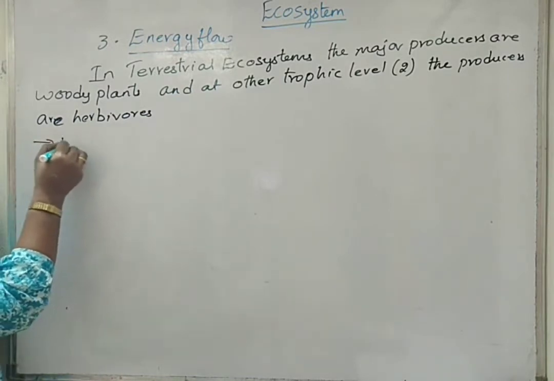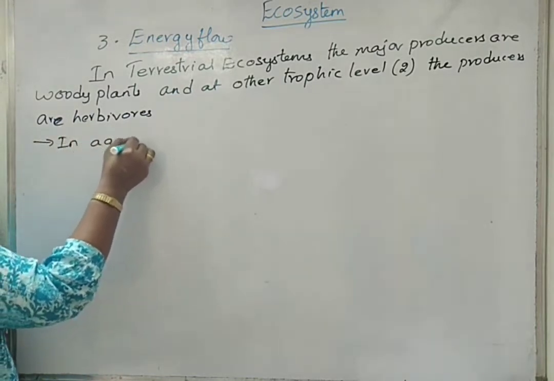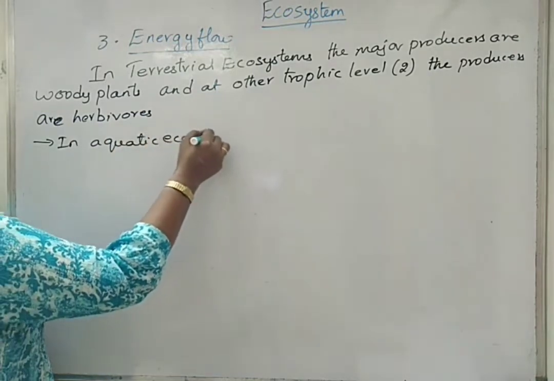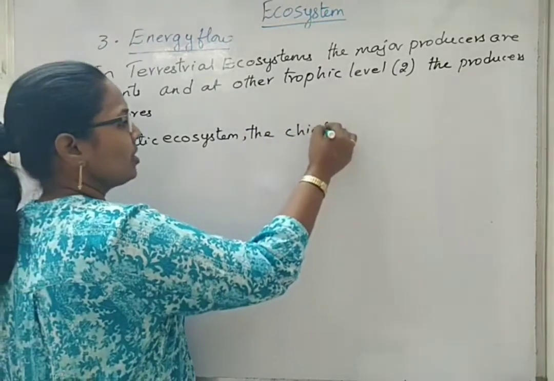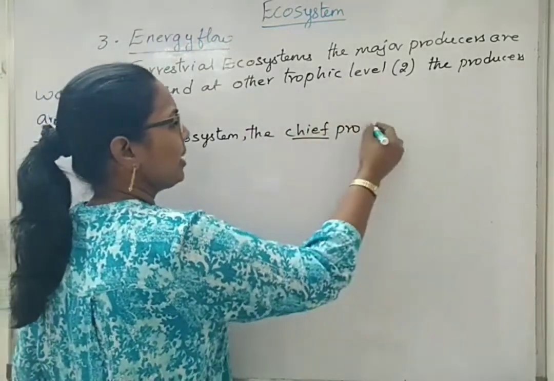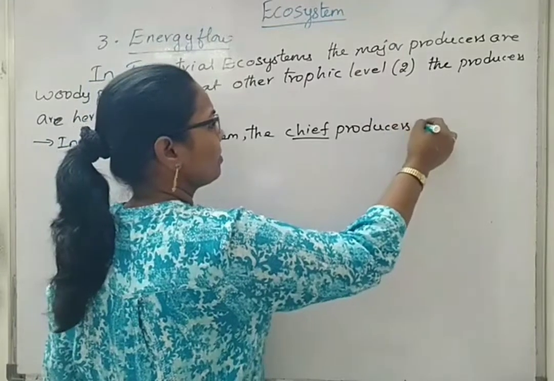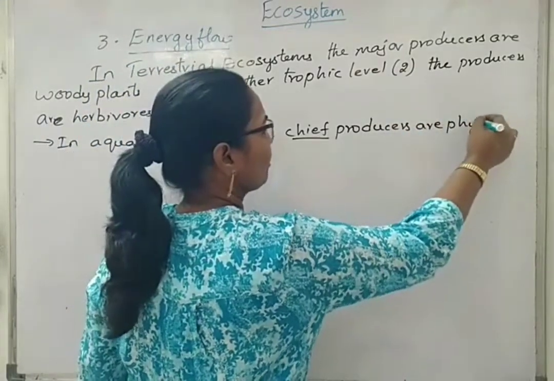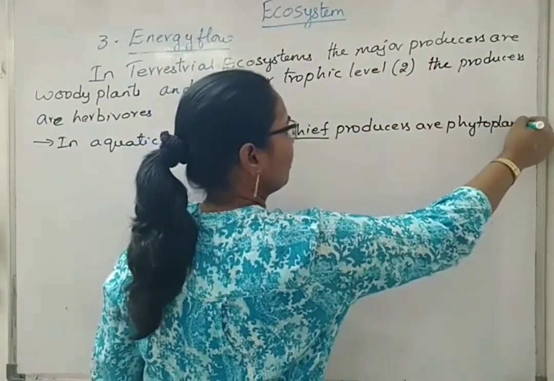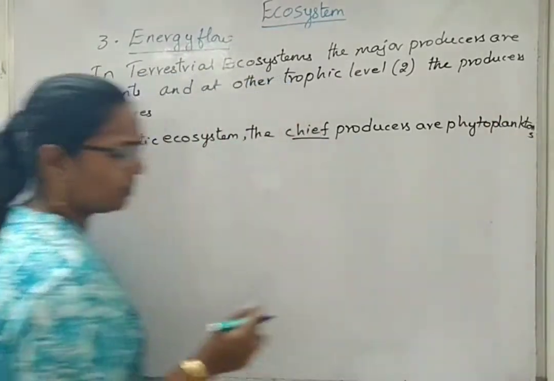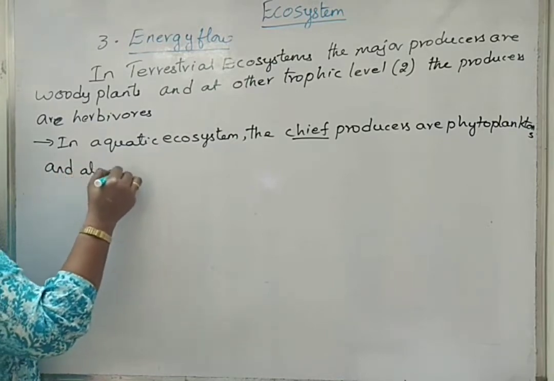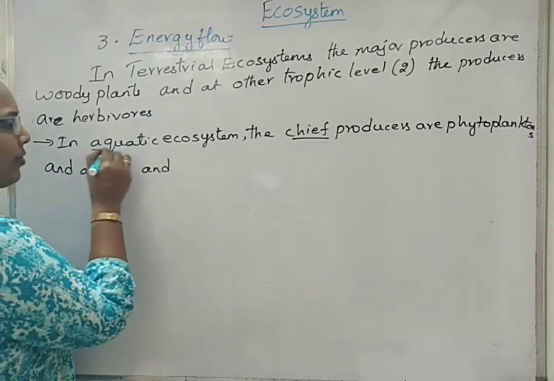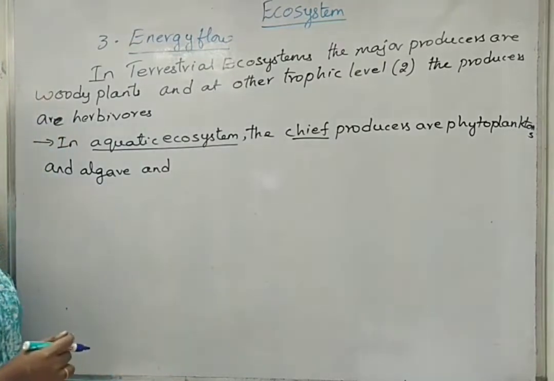But in case of aquatic ecosystem, the chief producers, chief in the sense main producers, are phytoplanktons and algae. And even in case of aquatic ecosystem, there are some aquatic herbivores that are nothing but molluscans.